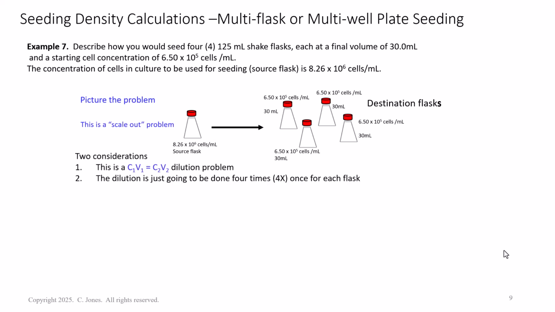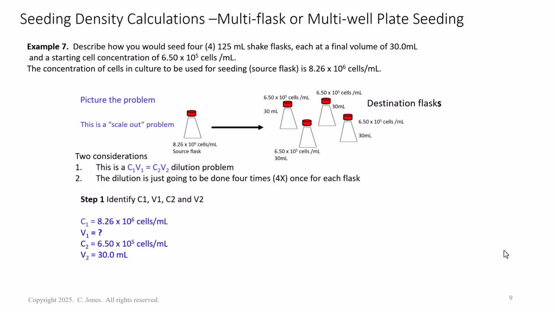So there are two things we need to think about here, right? This is a C1 V1 equals C2 V2 dilution problem. And we're just going to do the same dilution 4 times, once for each flask. This is one way to do it. On the next slide, I'll show you a different way to do it, right? And whichever gives you the most reproducible seeding densities, starting densities, that's the method that you choose. So for this one, I might choose this method.